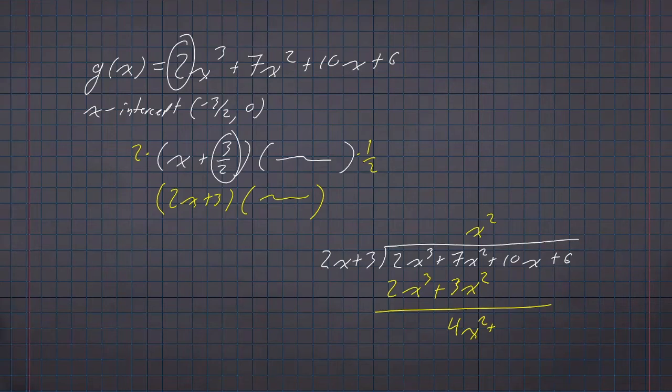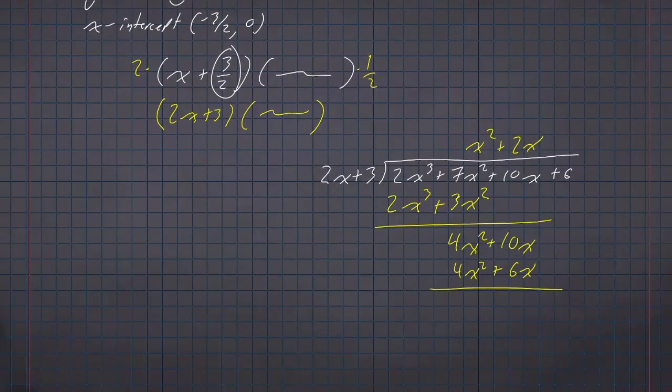Drop down the next term, which is 10x. And the process repeats. We look at 2x, we look at 4x squared. 2x fits into 4x squared 2x times, because 2x times 2x is 4x squared. So I'll write the 2x up here, and I'll multiply. 2x times 2x is 4x squared. 2x times 3 is 6x.